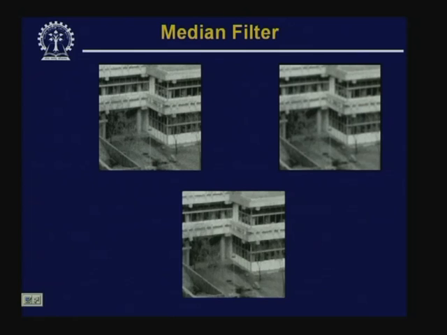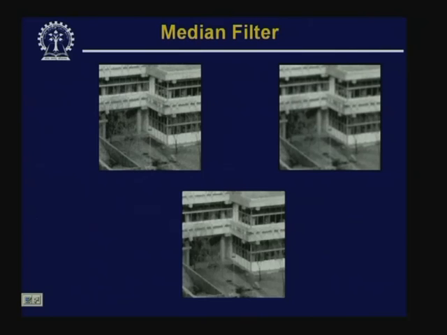So we said that instead of using the simple box filter or averaging filter, we can go for filtering based on order statistics, like the median filter, where the pixel value at a particular location in the processed image is the median of the pixels in the neighborhood of the corresponding location in the original image. This kind of filtering also reduces the noise, but at the same time tries to maintain the contrast of the image. Here we have shown one such result. On the top left is the original noisy image.